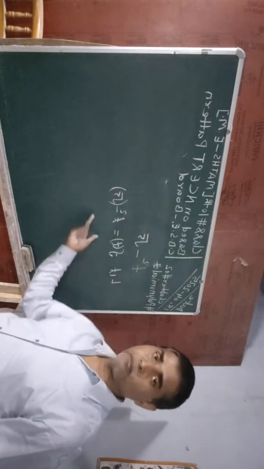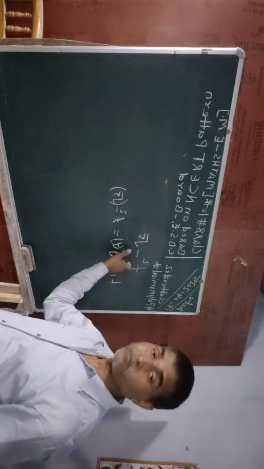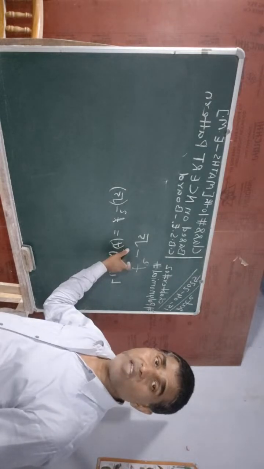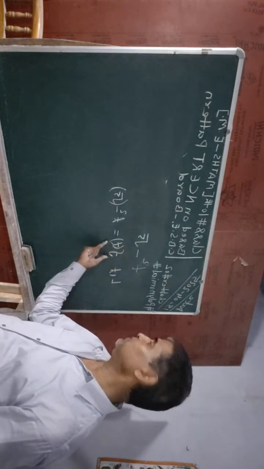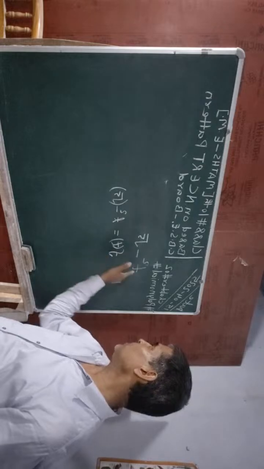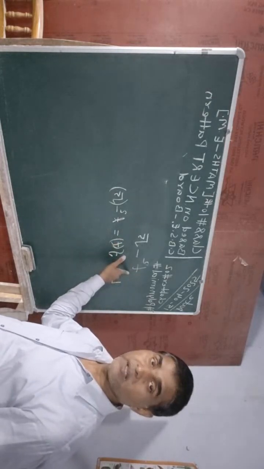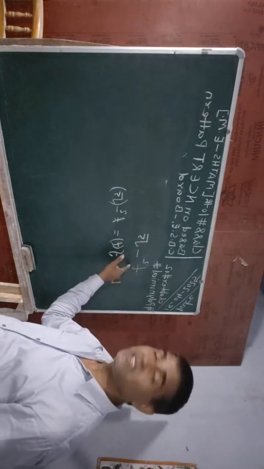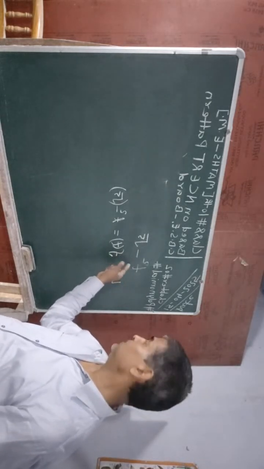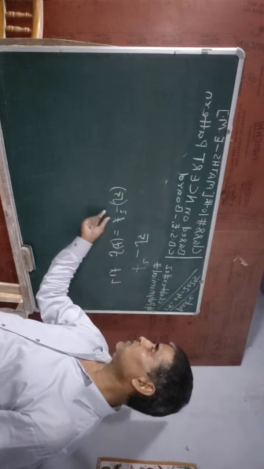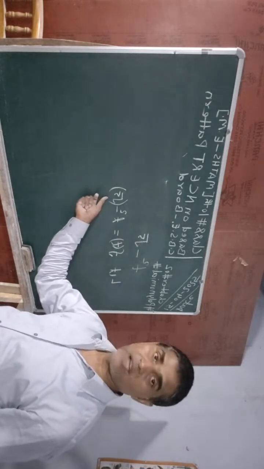Okay students, I have put it like this. If any polynomial is given, I will assume that polynomial is available in the form of f of t, because it has the variable t. So f of t is equal to t square minus root 5. I can write it like this.